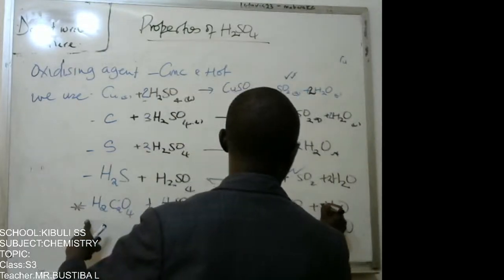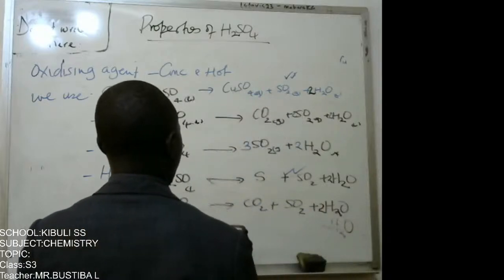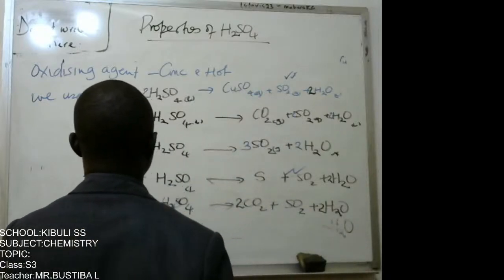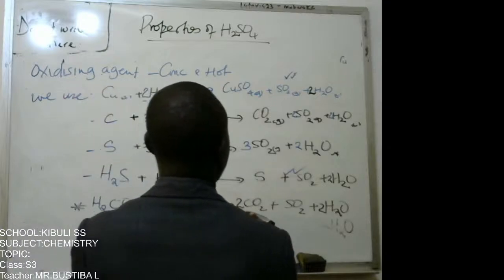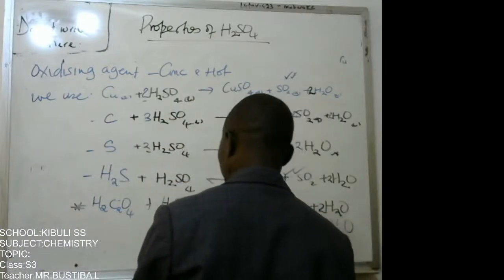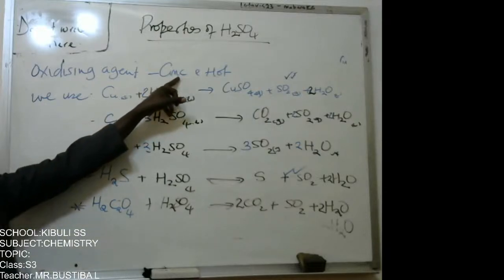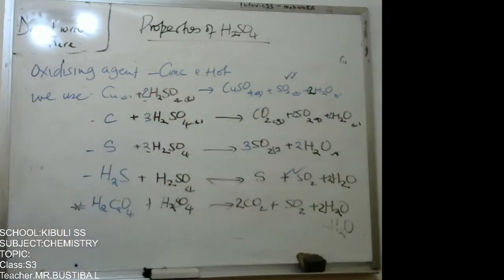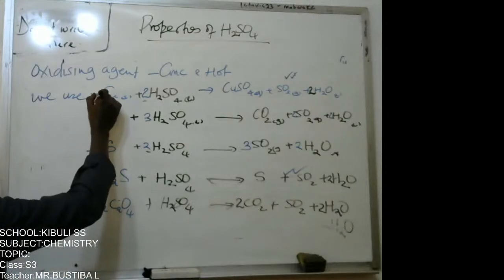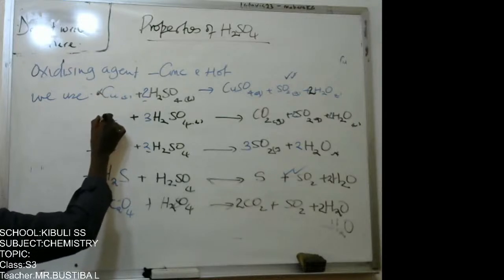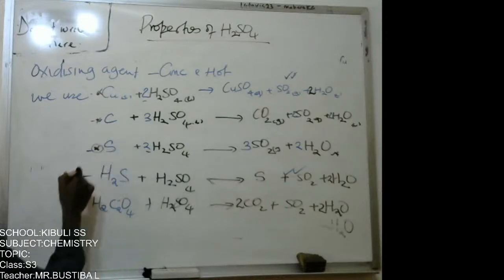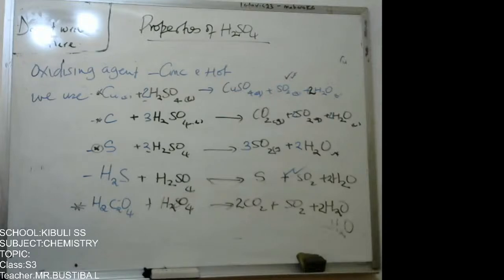Hydrogens are 4, I'll put a 2 here. Carbons are 2, I'll put a 2 here. Oxygens are 8, these are 4, 6 plus 2, 8. In this reaction, sulfuric acid is acting as an oxidizing agent. What are the conditions? Concentrated and hot. I want you to capture all reactions, capture this reaction, capture that reaction, and capture that reaction. They are quite important.